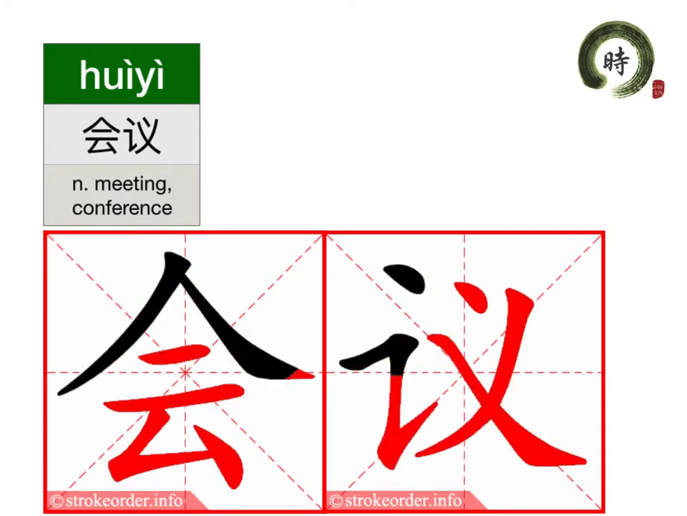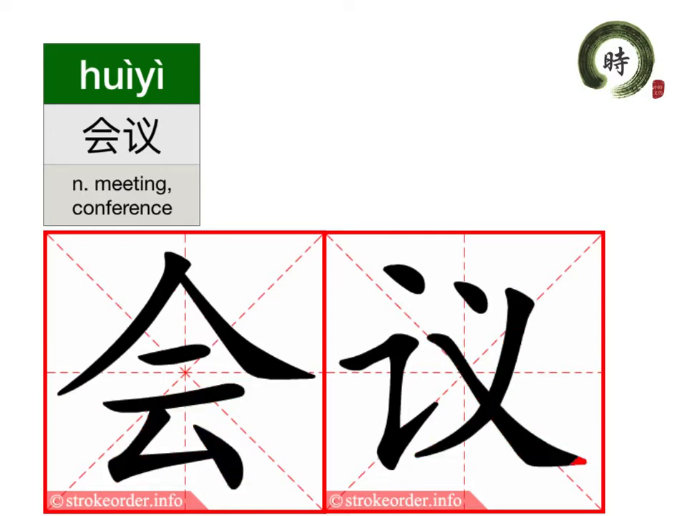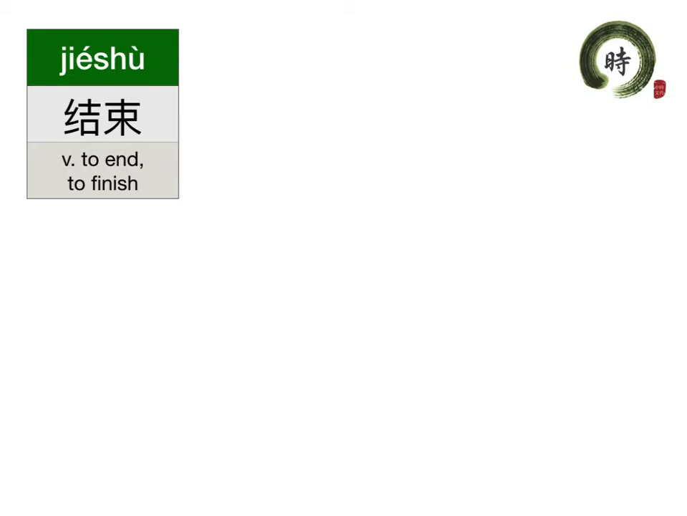Perfect. Now let's watch again, and please have a quick self-check. 会议, meeting. Have a meeting, 开会. And if the meeting is over, we say 结束. 结束 itself can be a verb. It means to end or to finish.